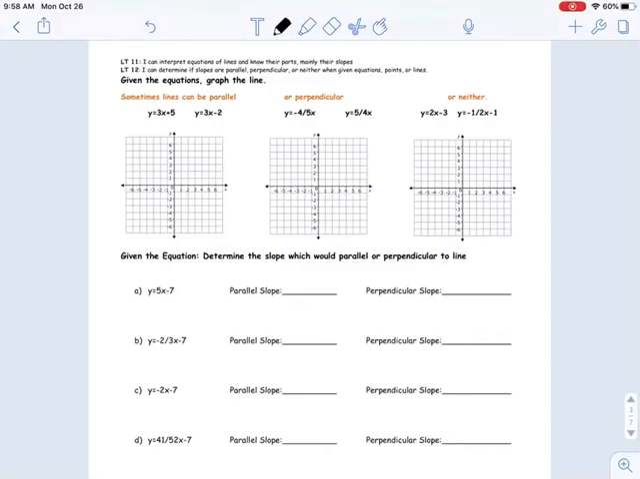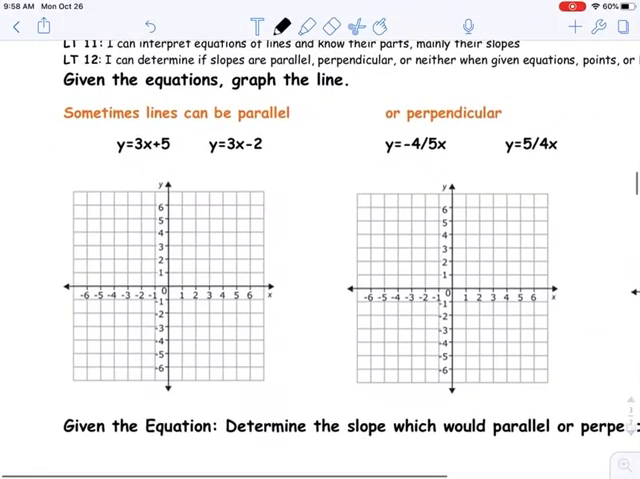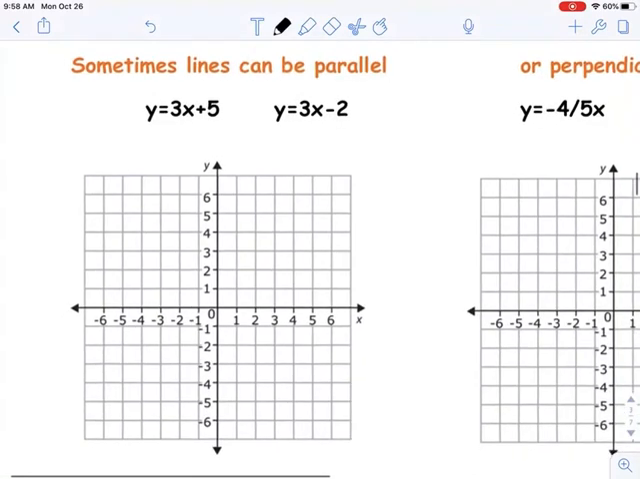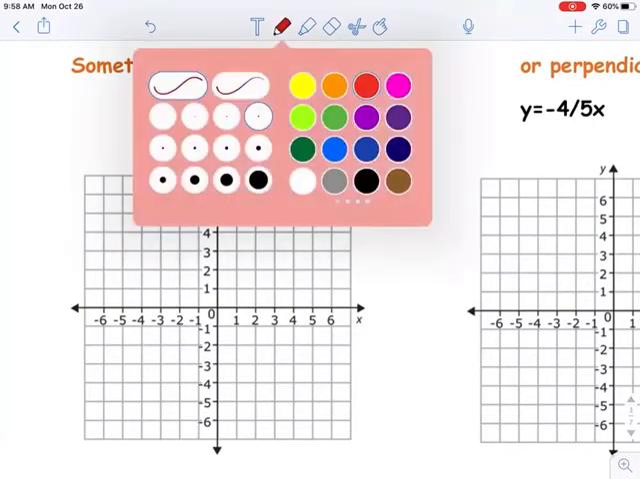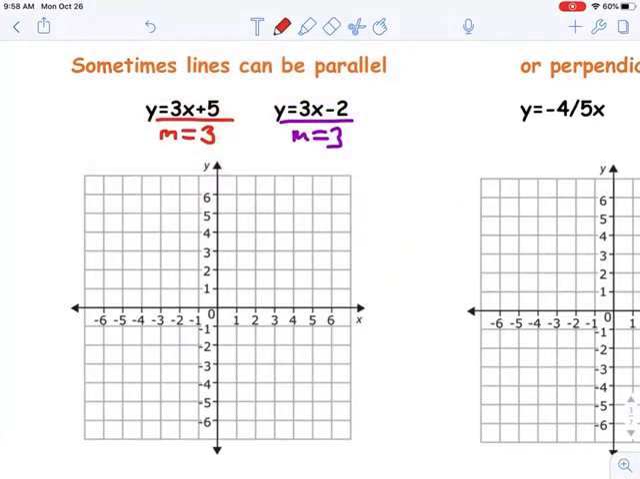Right? So given the equations, we're going to graph the line. Sometimes lines can be parallel. Before we even start, notice in this one the slope is 3, and in this one the slope is 3. All right? So they have equal slopes. So 5, that means I have a y-intercept of 5.